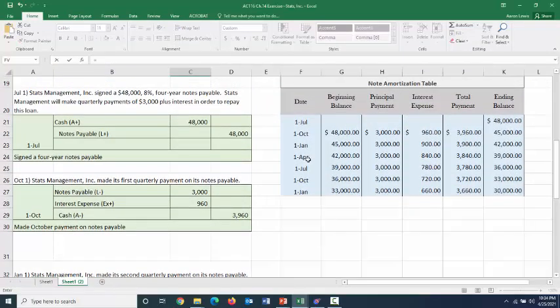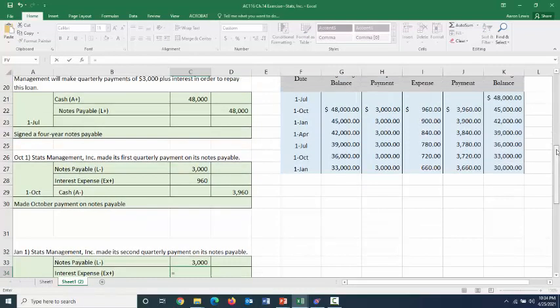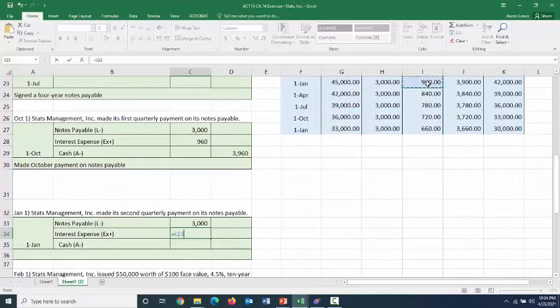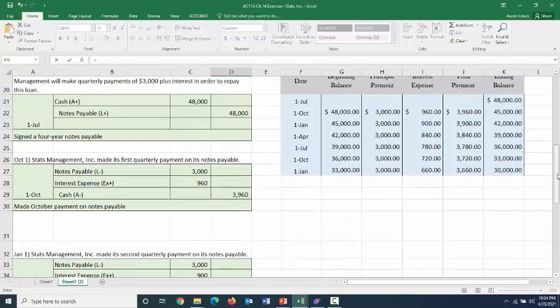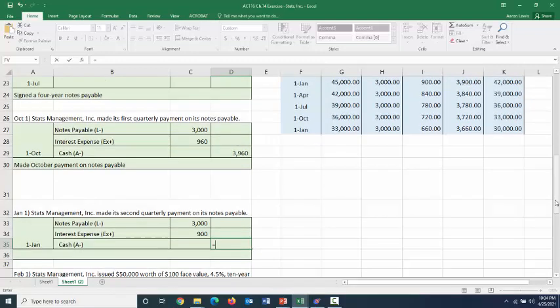So in our second payment on January 1st up here, $3,000 was going towards principal. That's the amount we're going to decrease notes payable by, $3,000. In that January 1st payment, we see that our interest expense is $900 that we are paying. So we're going to debit interest expense for that $900. And our total payment, the amount of cash that we are transferring out according to our amortization table for this January 1st payment, is $3,900. So let's go and credit cash for $3,900. And here we have the fact that we made the January payment on notes payable.